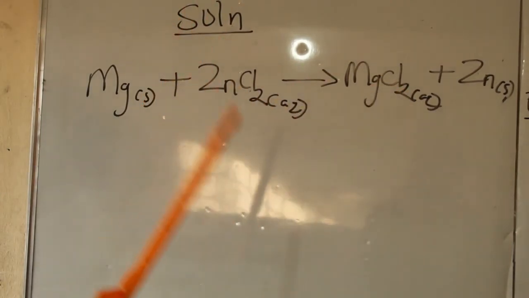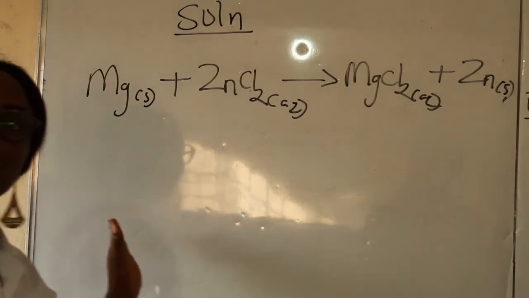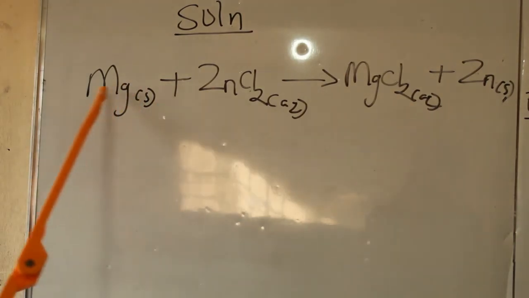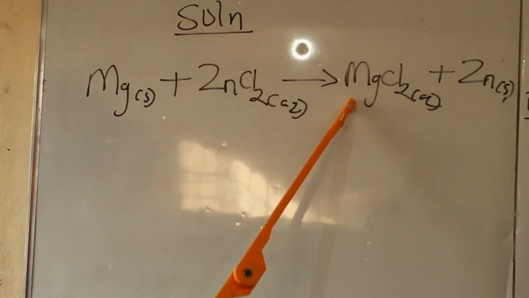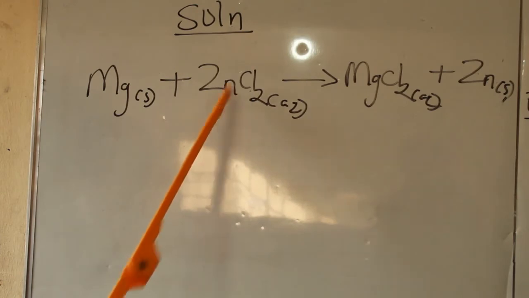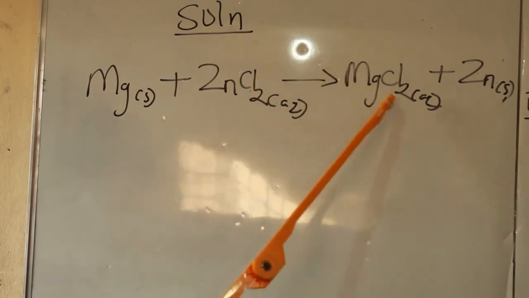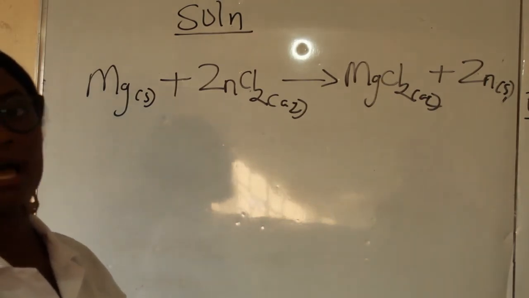Now we will be identifying the oxidation and reduction half reactions. The first thing you will do is to check if the elements are balanced, that the ratio of the reactants is the same as the ratio of the products. Magnesium here is 1, magnesium here is 1, so magnesium is balanced. Zinc is 1, zinc is also 1, balanced. Chlorine is 2 and is also 2 here, so this reaction is balanced. There's no need adding anything else.